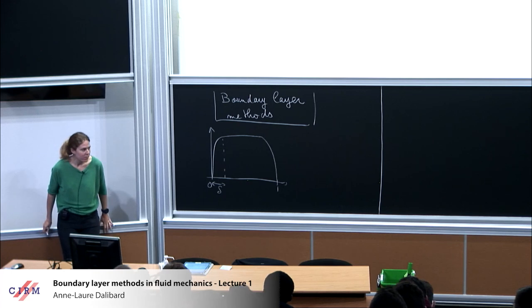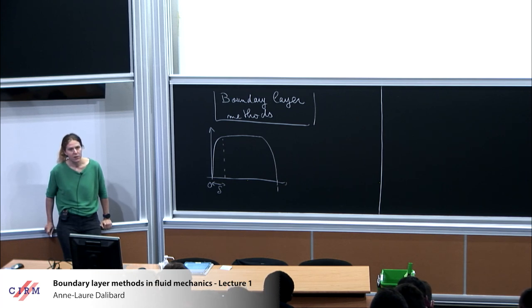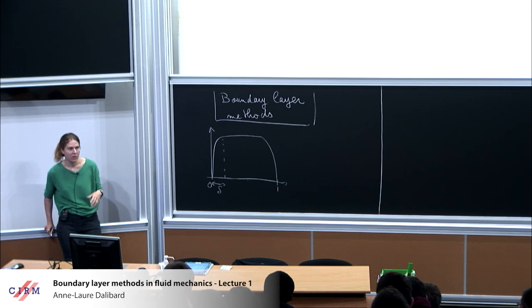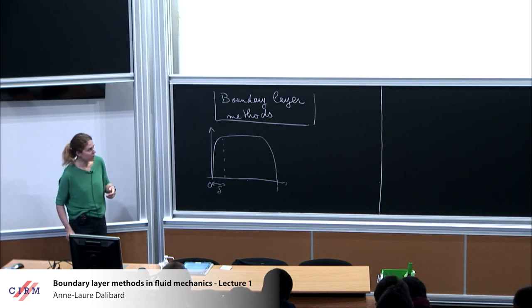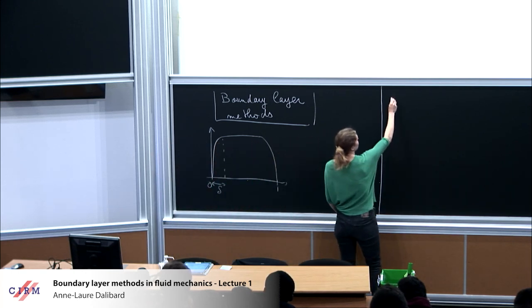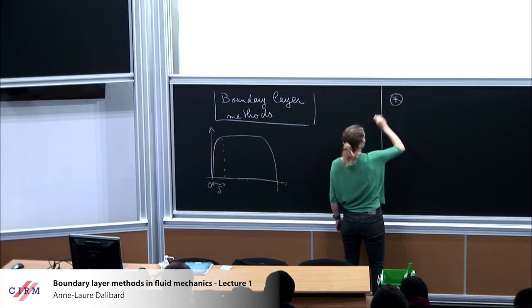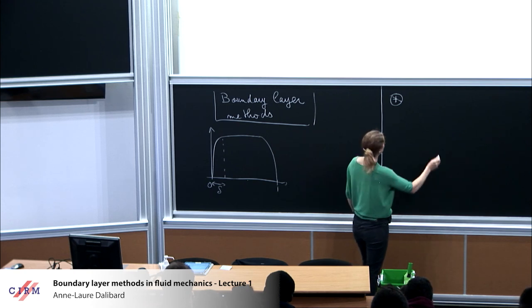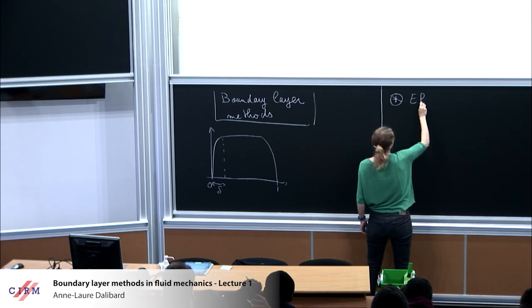And it's very important in geophysical flows and in particular in ocean currents, because boundary layers are one of the driving forces of the general oceanic circulation. So I'll just give two important examples, and I will come back to those two examples today and tomorrow. The first one is Ekman layers.